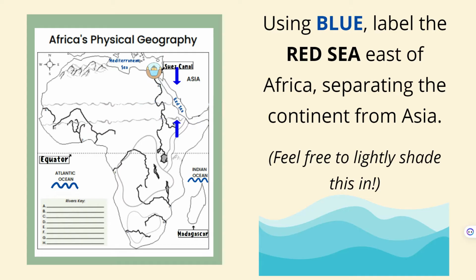Next, we're going to label the Red Sea. Again, you can use your blue to shade in the area and then label it with your pen or pencil, or you can label it in blue. The Red Sea can be found between Africa and Asia. Often, the water looks a bluish green color, but sometimes, due to red algae, it can be a reddish brown, which is where the Red Sea gets its name.